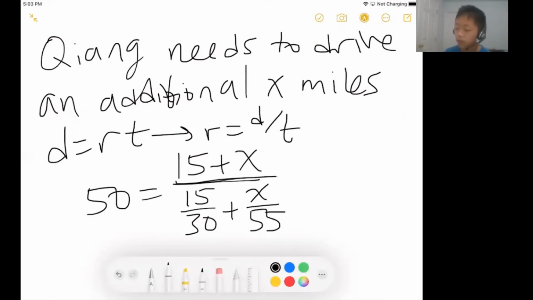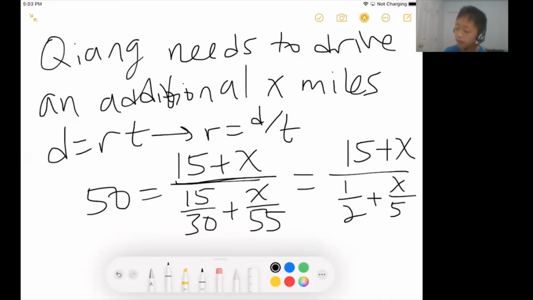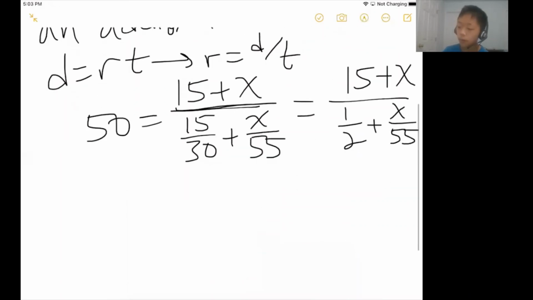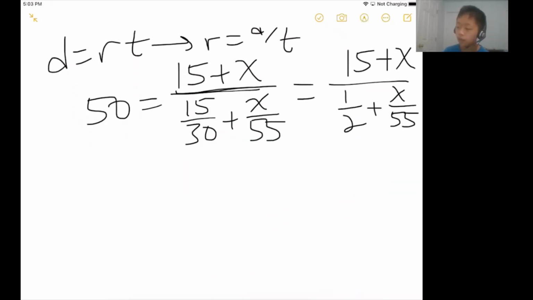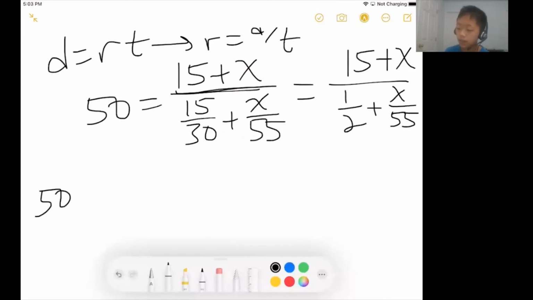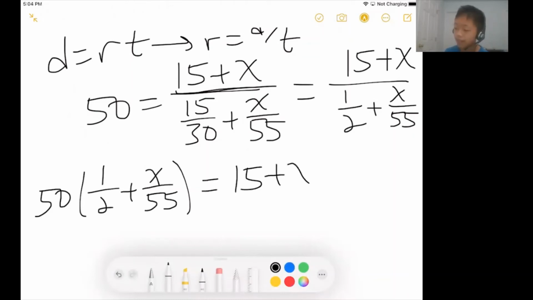So we just need to solve for X in this equation. We need 50 to equal (15 plus X) divided by (15 over 30 plus X over 55). If you simplify, you have (15 plus X) divided by (1/2 plus X over 55). If you multiply both sides by (1/2 plus X over 55), you have 50 times (1/2 plus X over 55), and this has to equal 15 plus X.